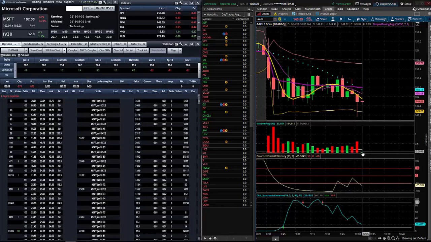Now right now, since we've been talking for more than 5 minutes, we've moved into another bar. The volume hasn't caught up yet, but that's just because we just moved over. It's 10:05.